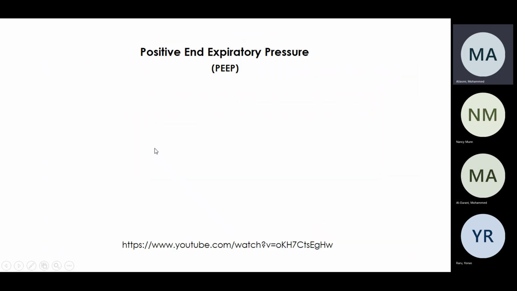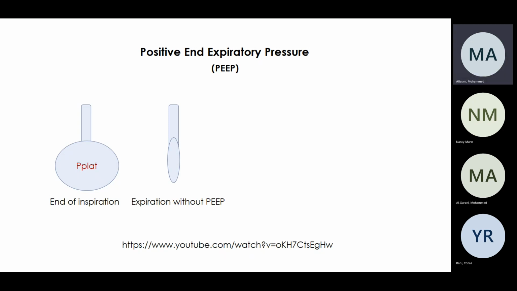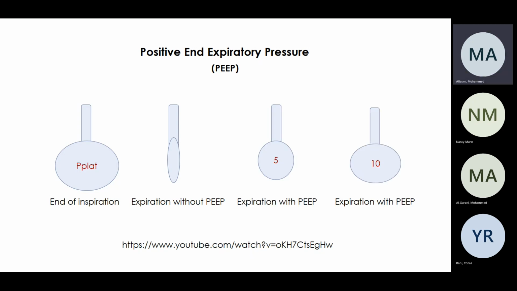So let's talk about this. During inspiration, keeping the alveoli open is the plateau. Good. And what about end expiration? PEEP. So the alveoli in here don't have any PEEP. That's an expiration without PEEP completely. Okay. And this one has 5 of PEEP, and this one has 10 of PEEP.